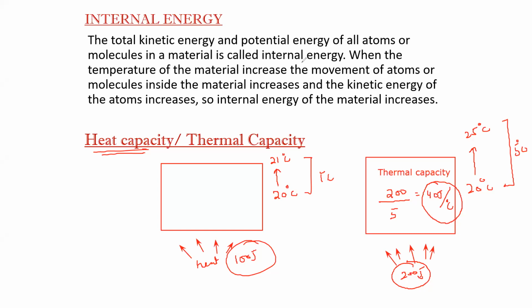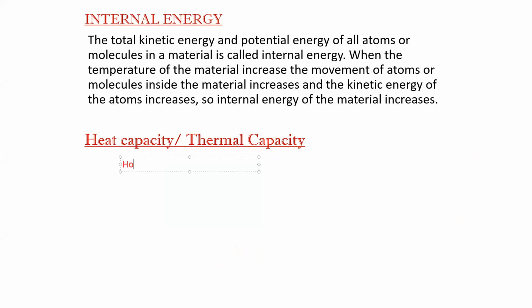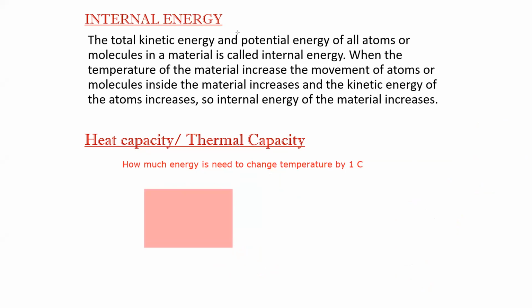So thermal capacity is simply how much energy is needed to change temperature by 1 degree centigrade. That's called thermal capacity. So we have an object which is at, for example, 15 degrees centigrade.